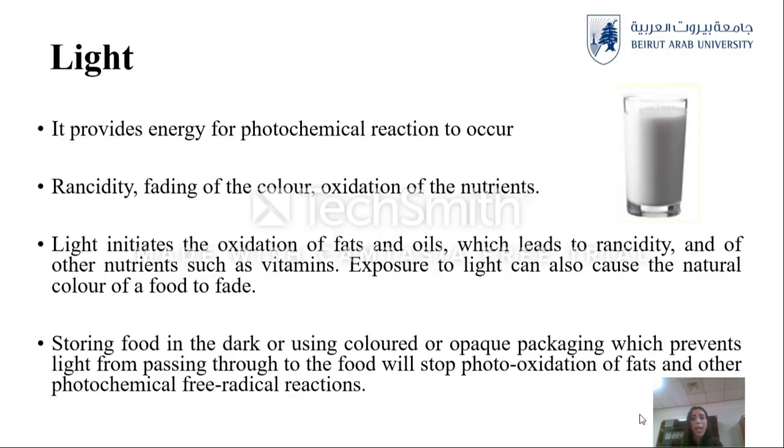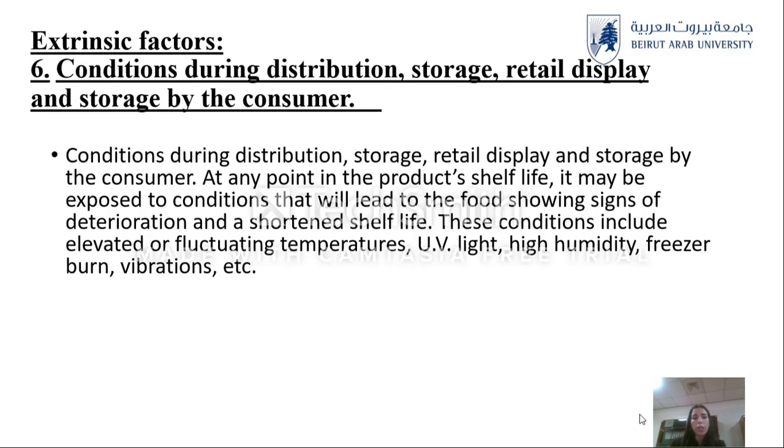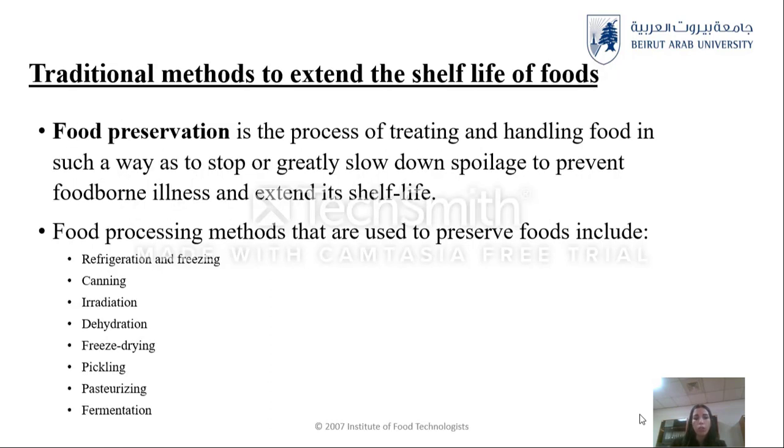Light will affect the product: rancidity, fading of the color, oxidation of nutrients. Light will initiate oxidation of fat and oil, rancidity, and losses of vitamins and nutrients. We should maintain conditions during distribution, storage, retail, and display to the consumer by controlling temperature, UV light, and humidity, and we should make sure to avoid freezer burn also.